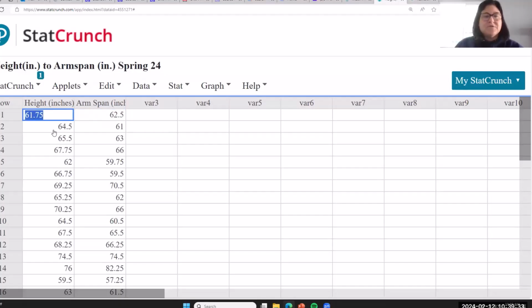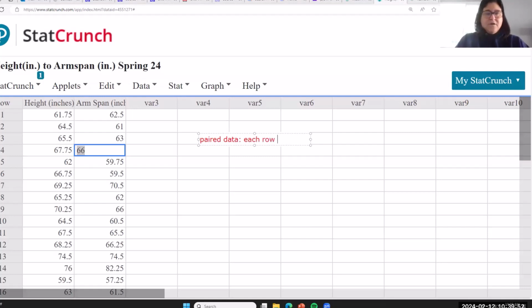So each of these rows corresponds to the same person. So this 65.5 goes with the 63. This 67.75 goes with the 66. Do you guys see that? This is called paired data. So we've got paired data.